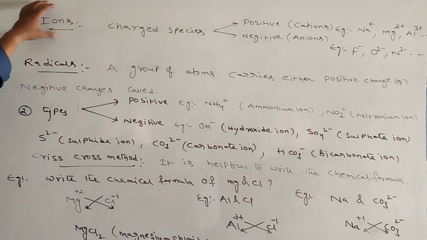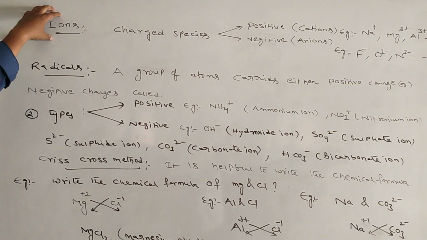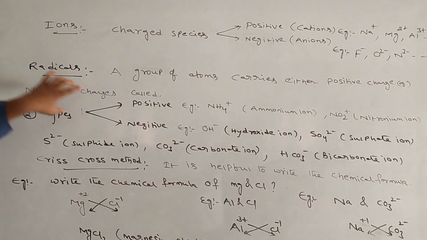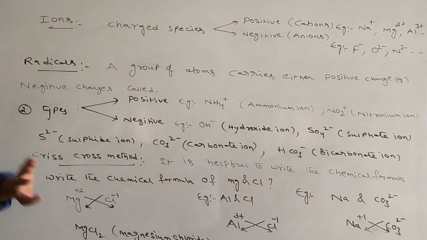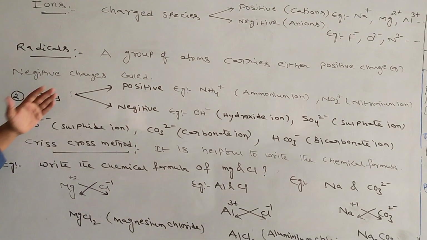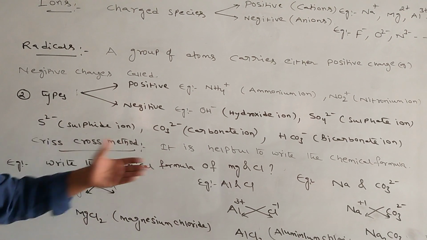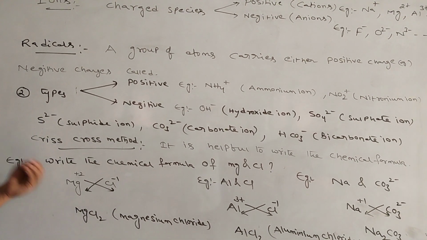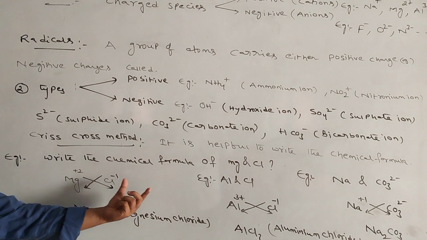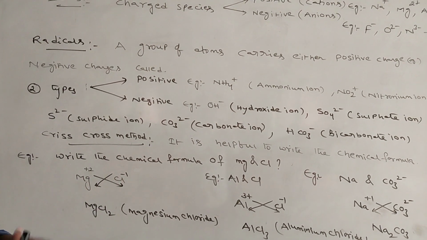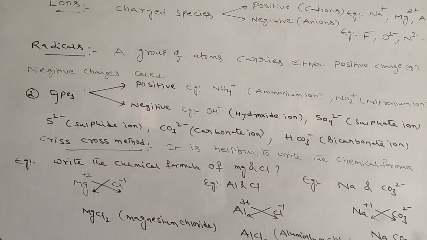This is all about today's class, guys. The main topic, again in summary: ions, radicals. Radicals also have two types, positive and negative. What is the importance of the ions and radicals concept? This is very important to write the chemical formula of compounds. Already I explained some examples. You have to practice with some other charges.